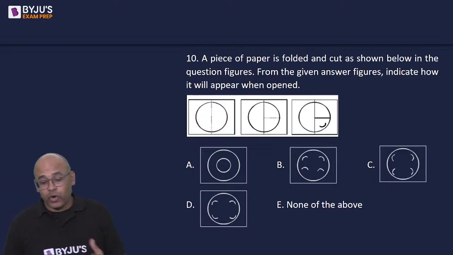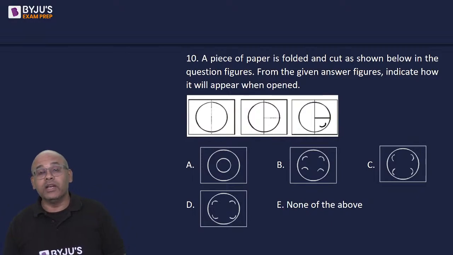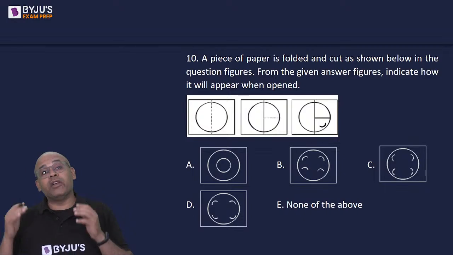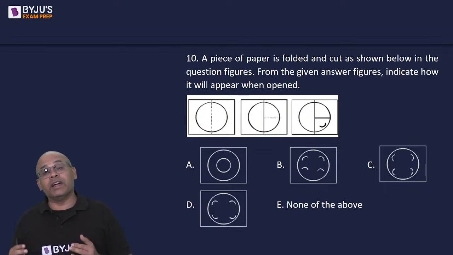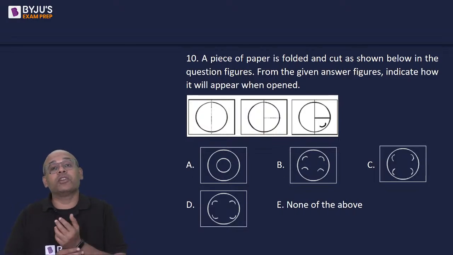Okay, this is folding and cutting. We have discussed what happens when you fold and cut, but it was a long time back. So another question coming your way. When you fold, cut and unfold, how will it look? So this is the concept we have discussed. It's a concept of mirror images. Let's go ahead and take a look at it.